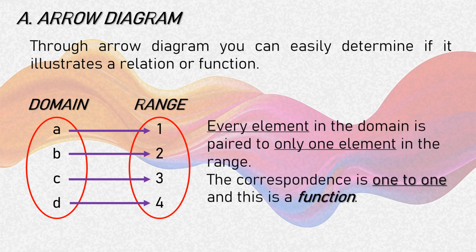So every element in the domain is paired to only one element in the range. The correspondence is 1 to 1, so this is an example of a function. So kung mapapansin nyo, ang isang element ng domain ay nag-correspond lamang sa isang element ng range. So ito yung tinatawag nating 1 to 1, so that is a function.